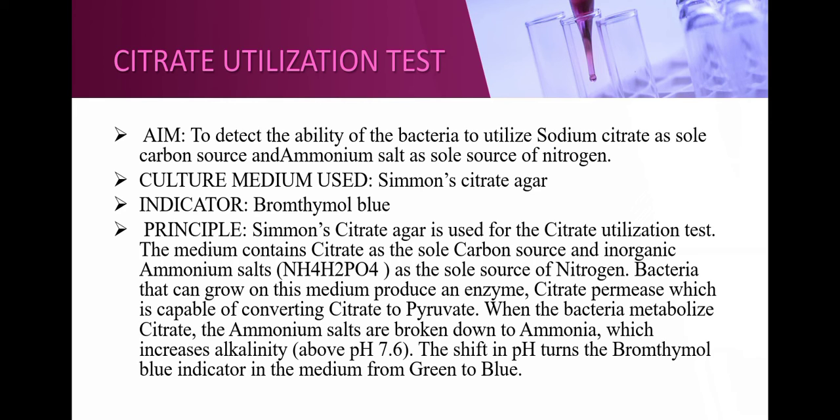Principle: Simmons citrate agar is used for the citrate utilization test. The medium contains citrate as the sole carbon source and inorganic ammonium salts as the sole source of nitrogen. Bacteria that can grow on this medium produce an enzyme, citrate permease, which is capable of converting citrate to pyruvate. When the bacteria metabolize citrate, the ammonium salts are broken down to ammonia, which increases alkalinity above pH 7.6. The shift in pH turns the bromothymol blue indicator in the medium from green to blue.